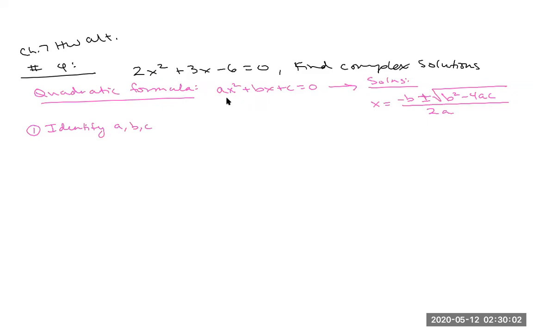Quadratic formula states the solutions to ax squared plus bx plus c equals 0 are given as this formula here. So first thing we want to do, identify a, b, and c. We see that a is equal to 2 from up here. B is equal to 3, and c is equal to -6. Step 2 is to plug in to the quadratic formula and solve for x.